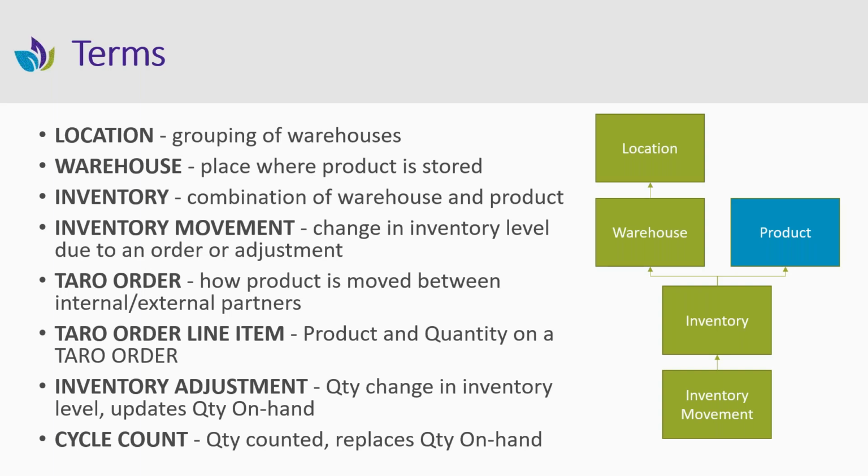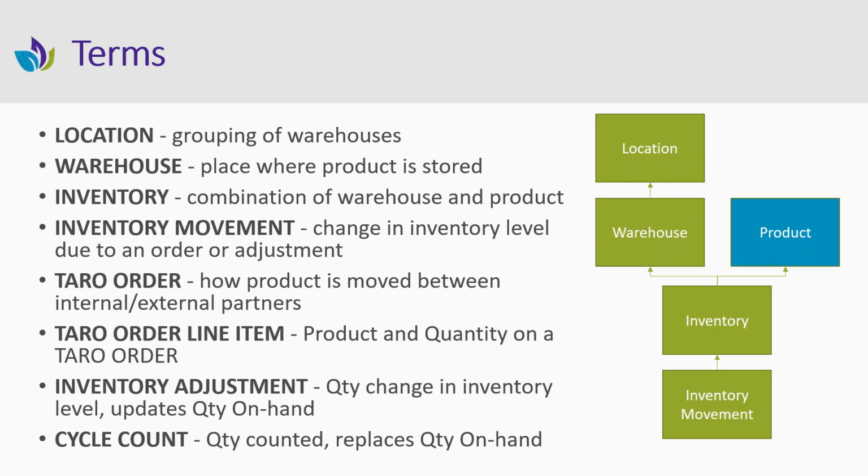And before we dive into the product, we wanted to cover some of the terms that you're going to be hearing as we go through our inventory management functionality. A location is a grouping of warehouses. A warehouse can be a physical or virtual place where inventory is stored. An inventory is a combination of product and warehouse. So an example, a record called Inventory 1 might contain information about the inventory levels of an X850 solar light system in our Kisumu warehouse.